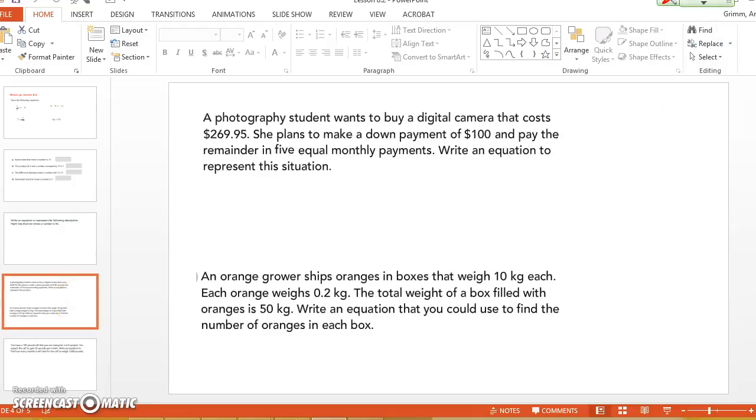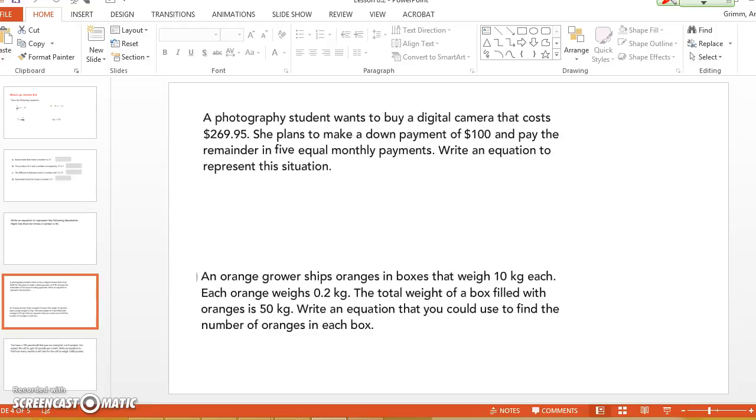All right, so now let's move into the world of transitioning. I mean, in life, we don't usually talk like that, right? I don't say 10 times a number less than this is this. That's just not how we talk. We talk more like this. A photography student wants to buy a digital camera that costs $269.95. She plans to make a down payment of $100 and pay the remainder in 5 equal monthly payments. Write an equation to represent the situation.